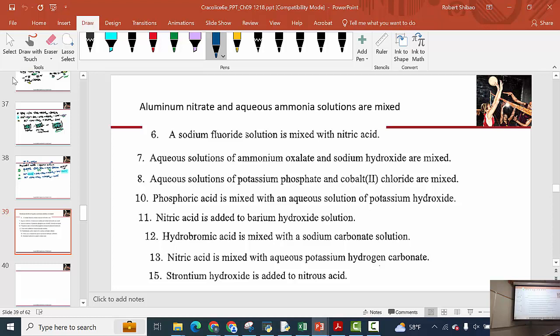Ammonia doesn't like giving away hydrogen. It's a weak acid, so it doesn't want to give away its hydrogen. It likes taking it, stealing it from other things like water.